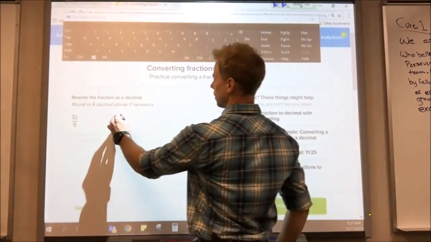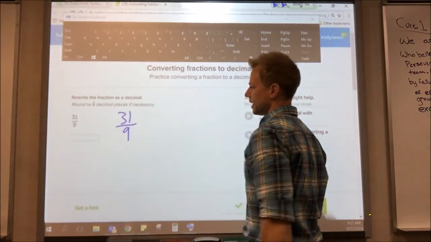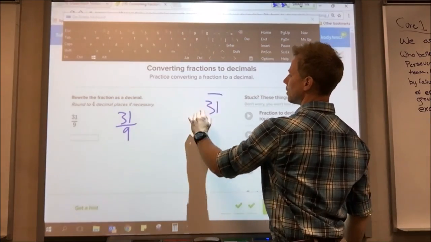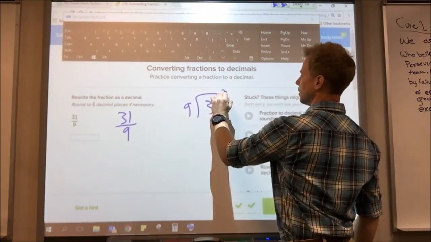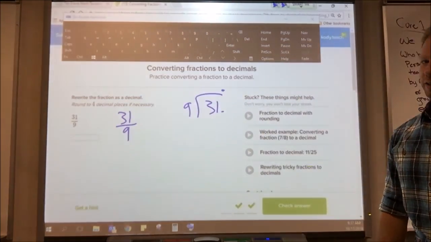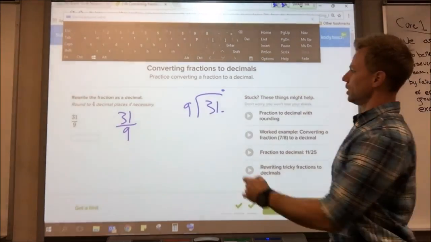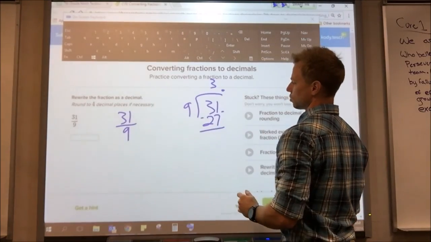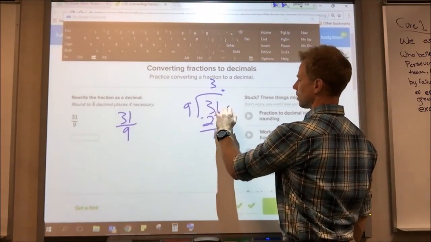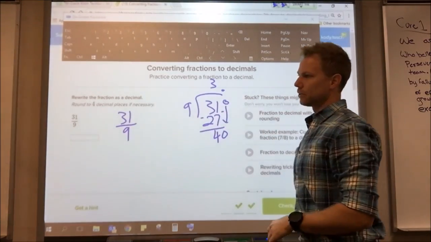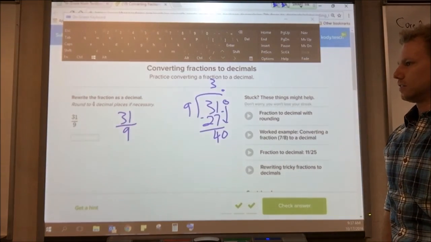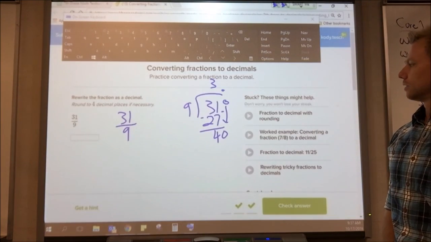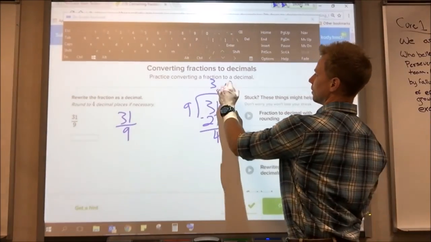And 31 divided by 9. Top number divided by the bottom number. Put our decimal in place. 9 goes into 31 3 times evenly, which is 27. Subtract, we get 4. Bring down a 0. 9 goes into 40. Let's see, 9 times 4 is 36.